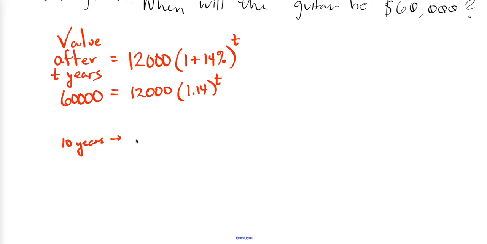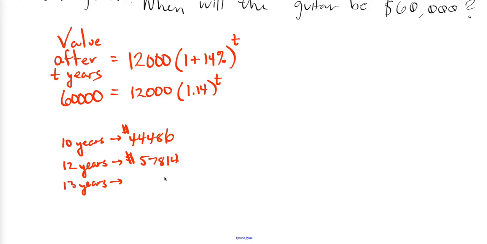What was the answer? 44,486.65. Okay, definitely too small. I don't know, 12? In between what? Perfect. So then the way you would show this answer is just to show your work of what it's between. So what's 12 years? $57,814. Okay, and then 13 years is obviously over 60.